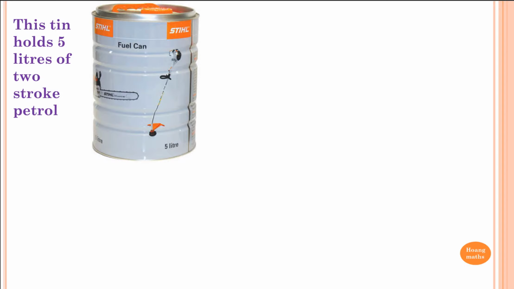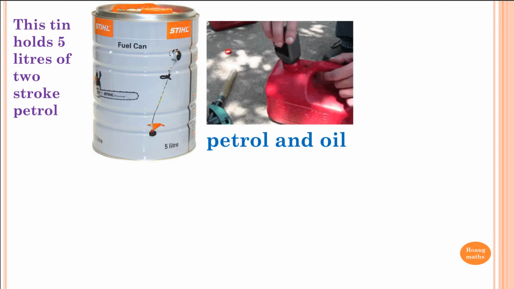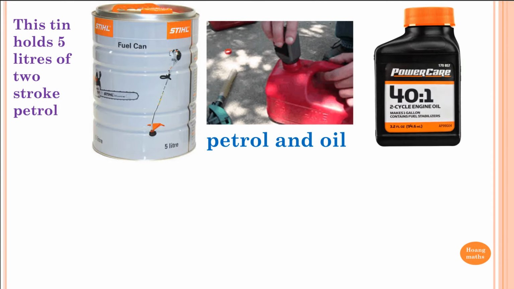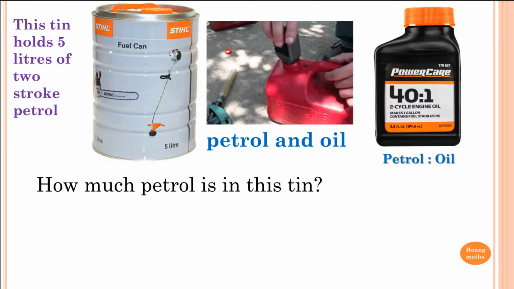This tin holds 5 liters of two-stroke petrol. Now, if you don't know what two-stroke petrol is, it is actually a mixture of petrol and oil. We use that for lawnmowers and grass trimmers. So look at this, the ratio is 40:1. This means that the ratio of petrol to oil is 40:1. So the question is now, how much petrol is in this tin?